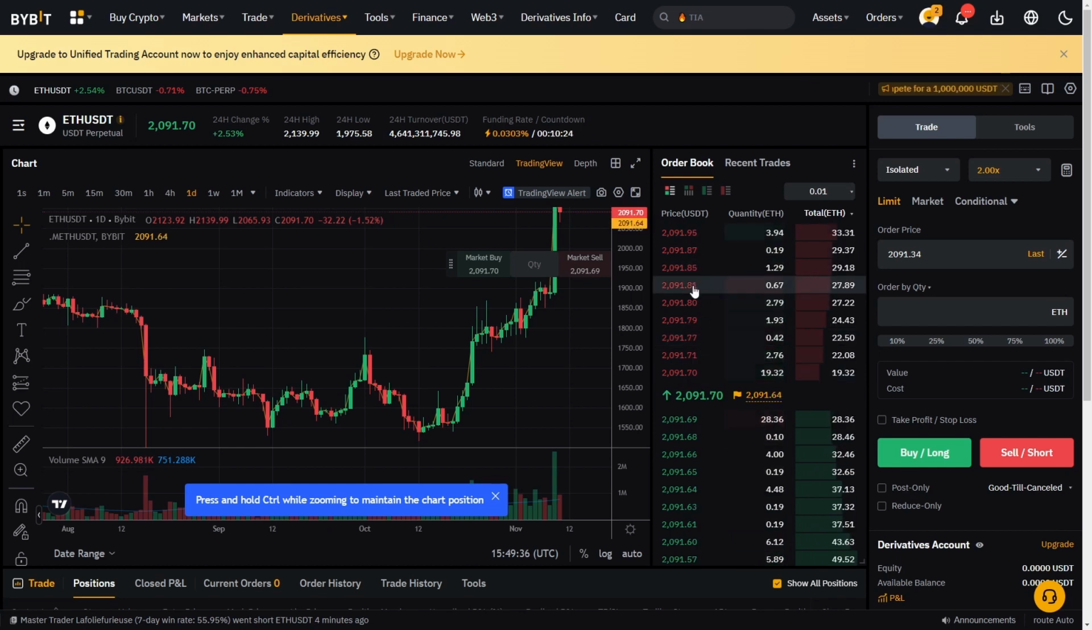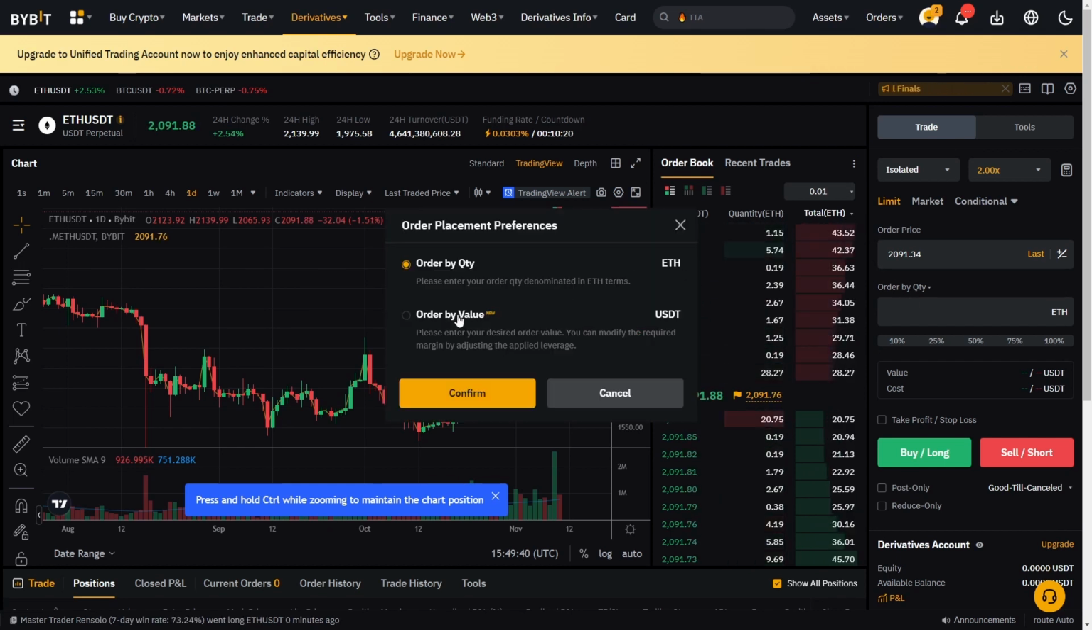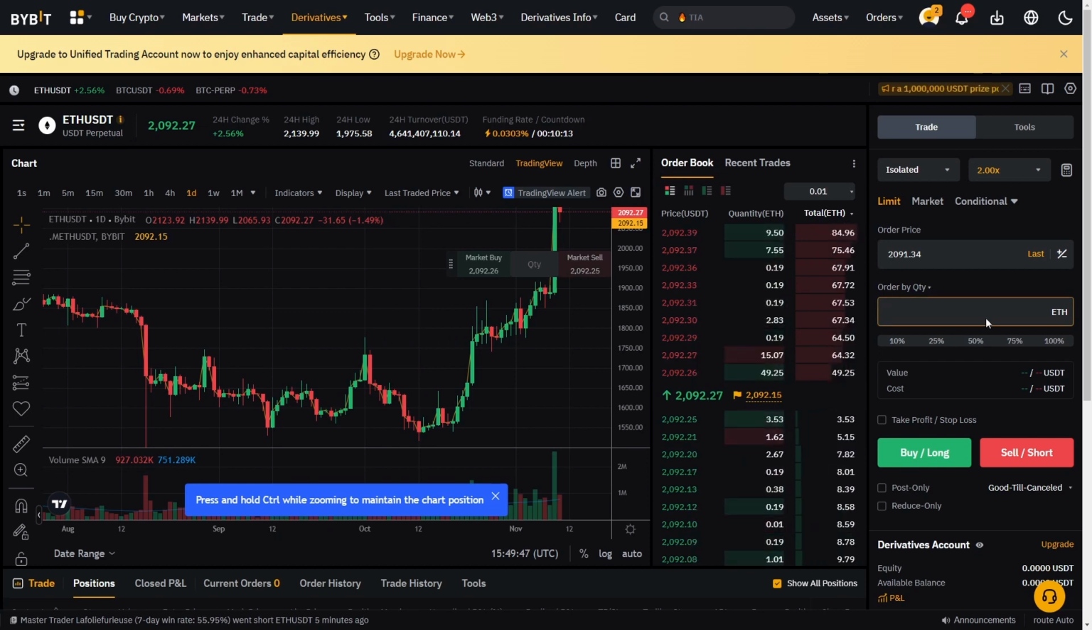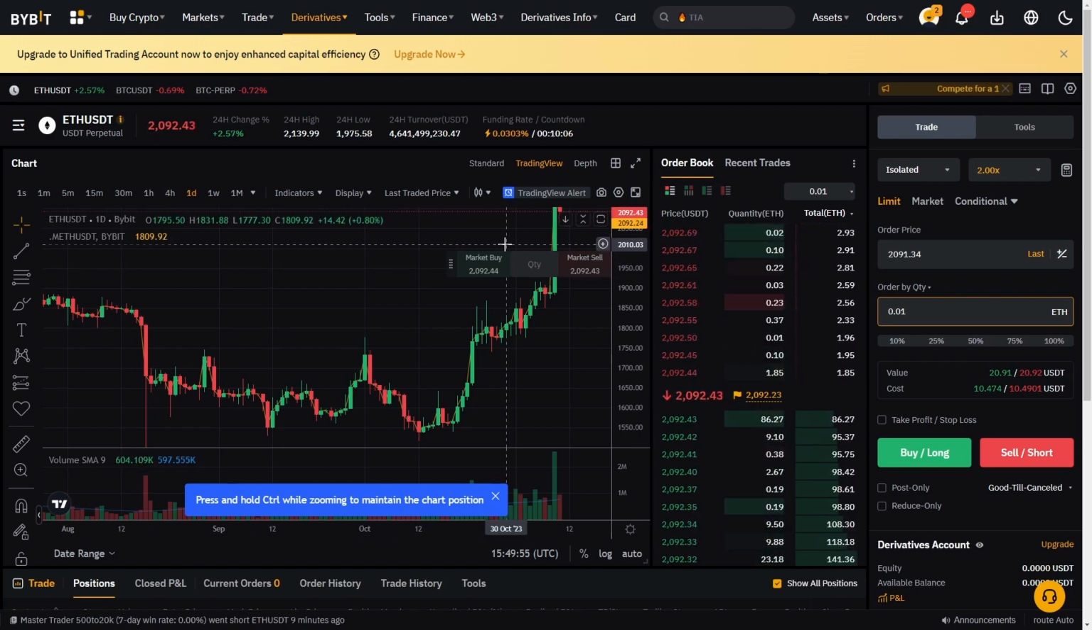There's a lot of traders going in and out, and you can also order by quantity or you can order by value. So if you want to buy $10, you can simply type in $10 here. Personally, if I want to buy 0.01 over here, it will tell me how much it is. So this is how much it is to short. It's about 50-50 right now.